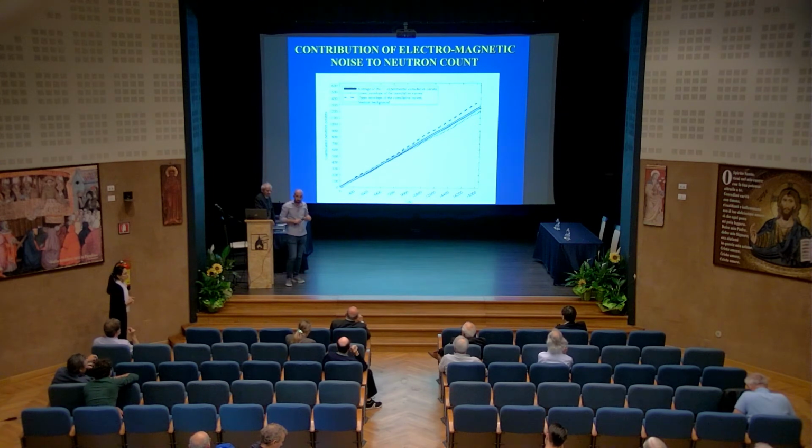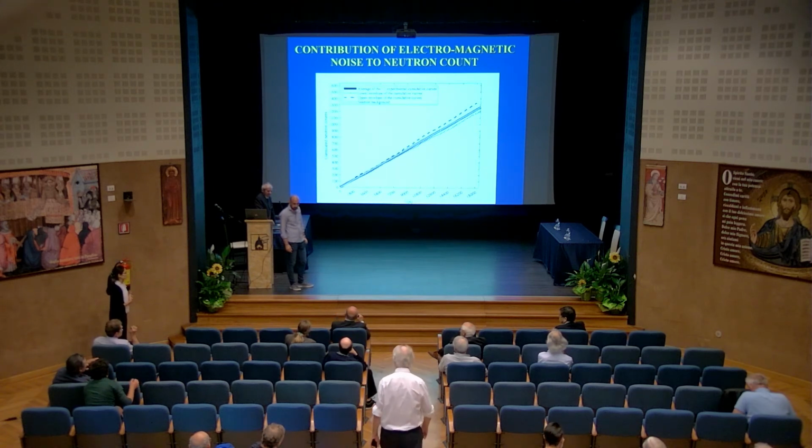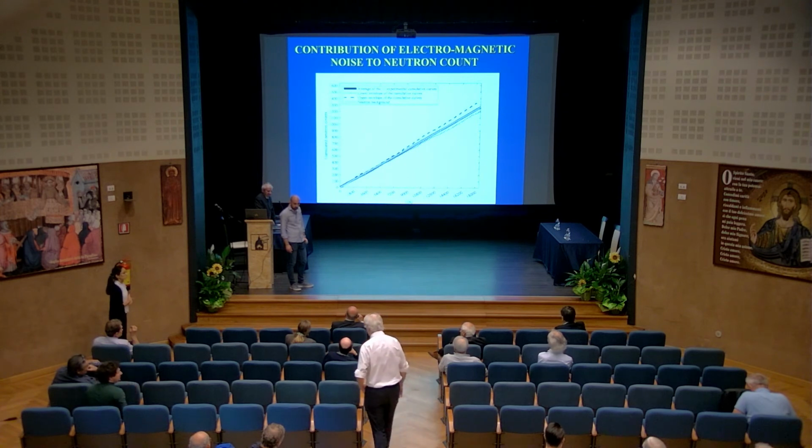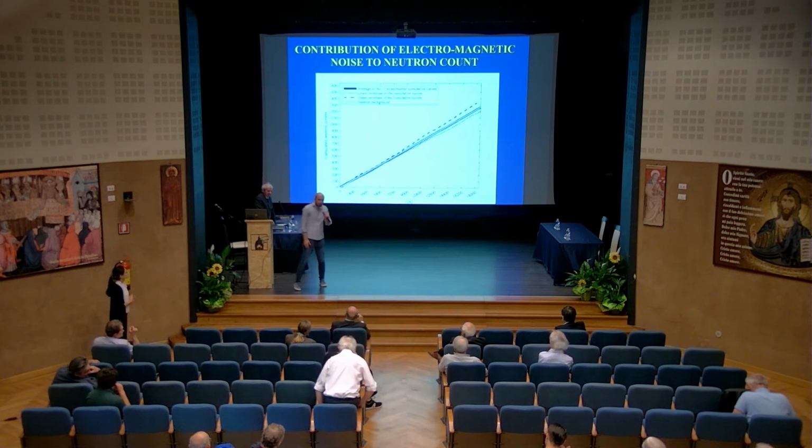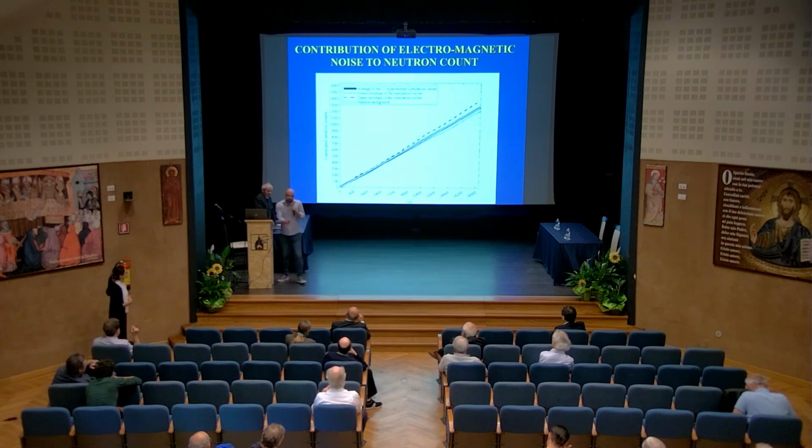I have a question. I think your measurement of the background is not correct because sometimes you have zero neutrons during the experiment, which is lower than the background, so it doesn't really make sense. It was due to the discretization time.